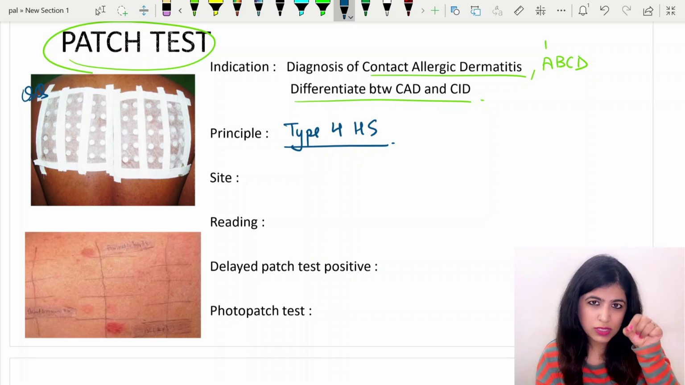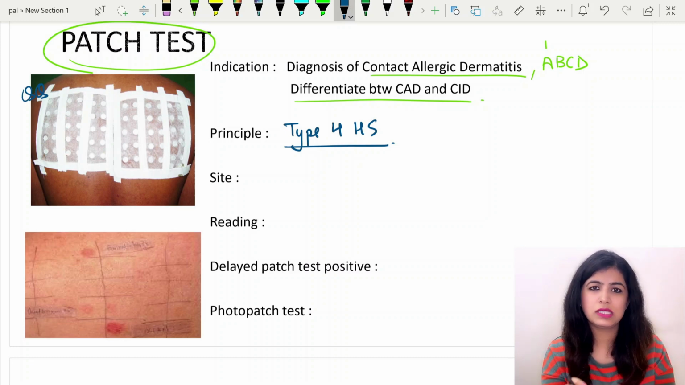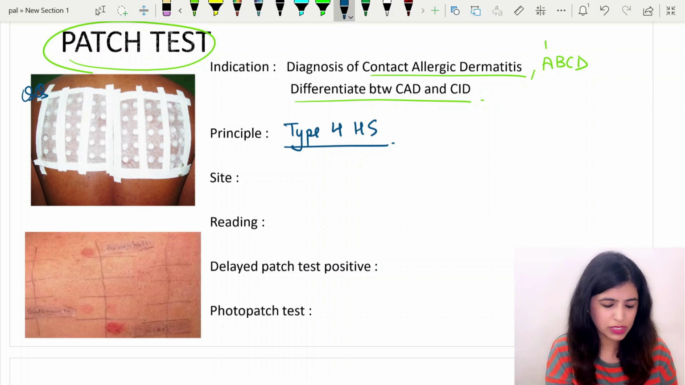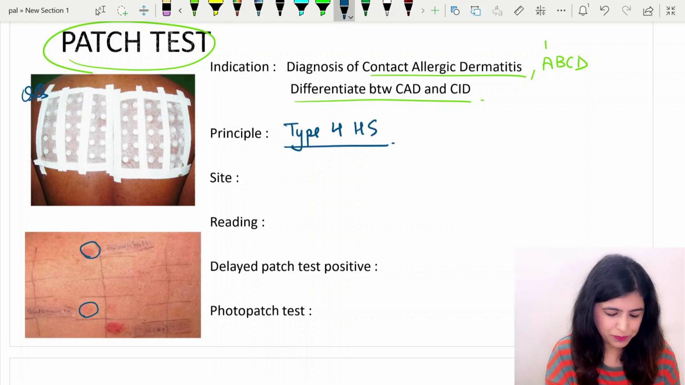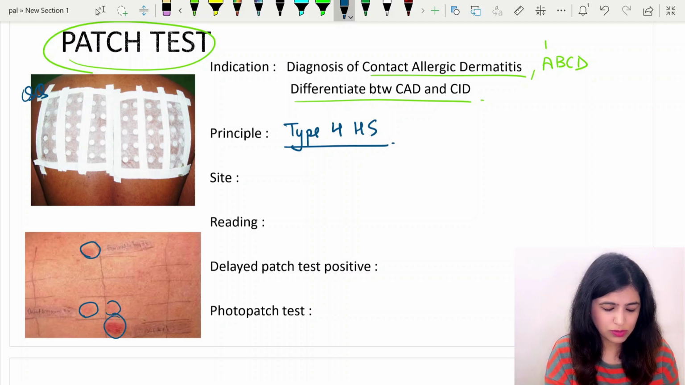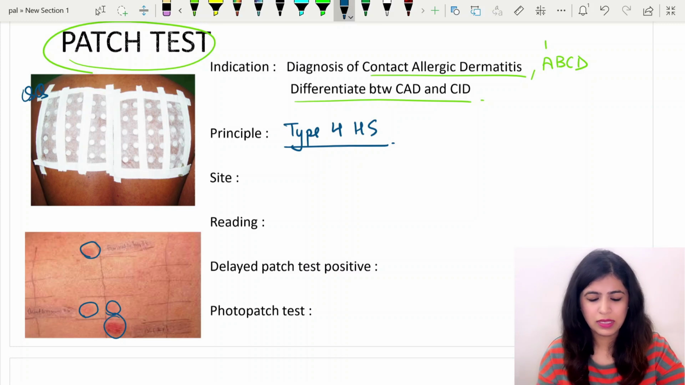We put small drops of different antigens in these chambers, stick this strip on the back of the patient, call them after some time, and then take a reading. So once you remove the strips, if you see these red dermatitic lesions, you know that the antigen present at these sites is reacting in the patient.